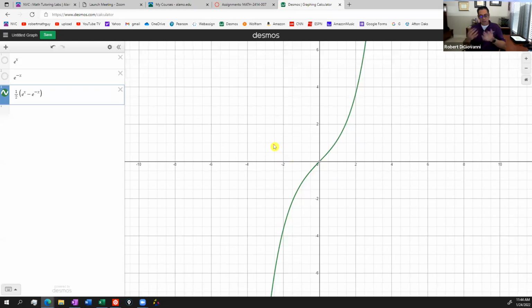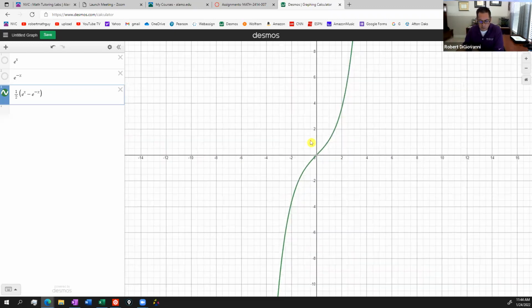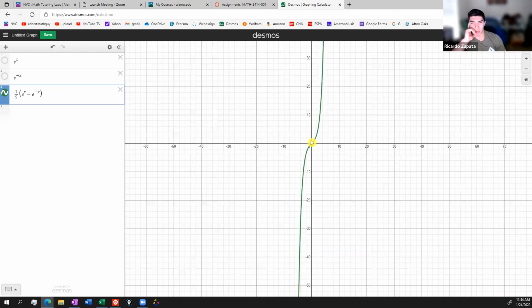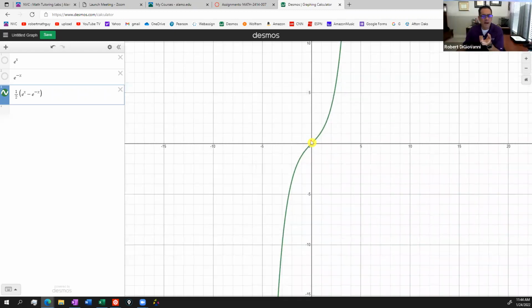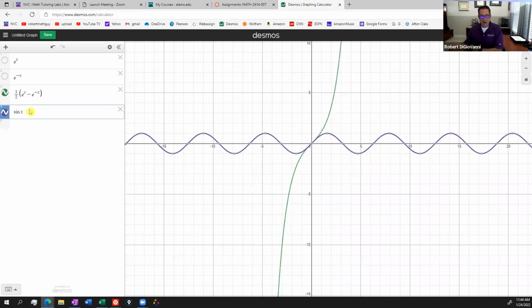What are some things that you notice about it that's different than your regular sine function from pre-calc? Let me zoom out on it. It looks like a cubic function, doesn't it? Think about the normal sine function. First of all, the normal sine function is bounded between -1 and 1. It does this oscillation, it's periodic, right?